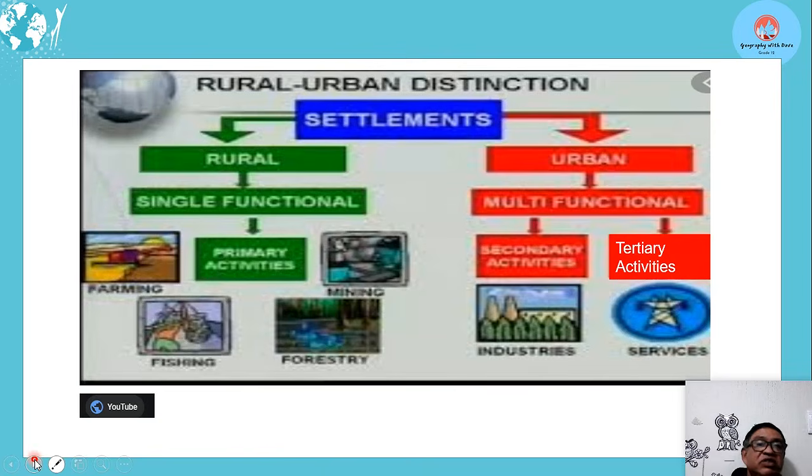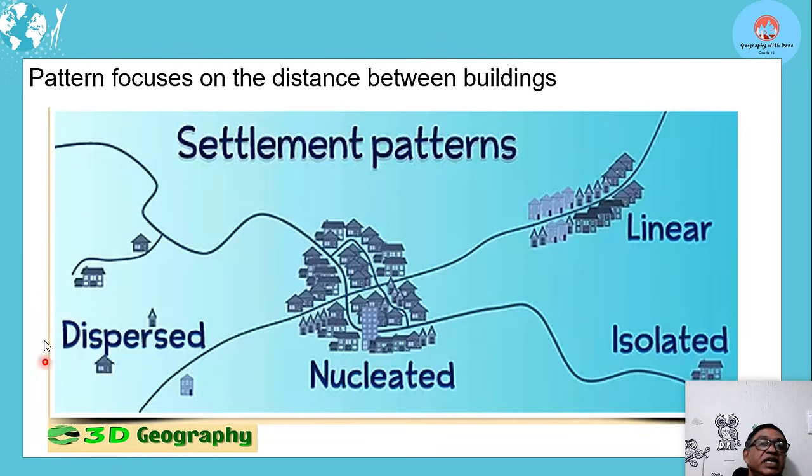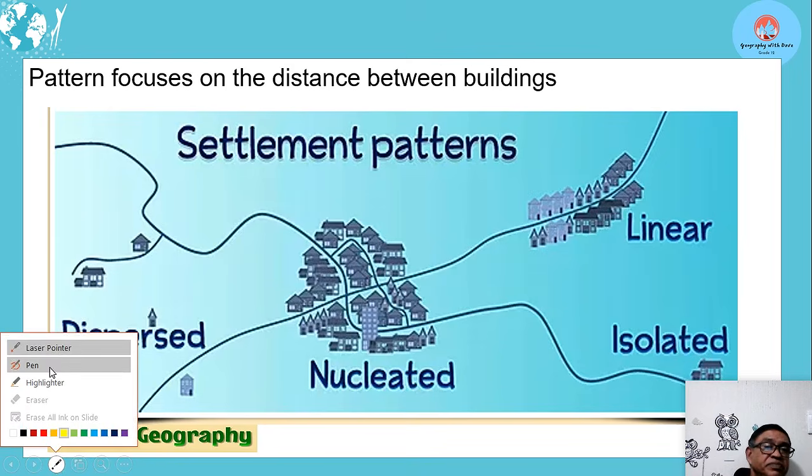So let's look at it in this little sketch. Settlement: rural, single functional, primary activities; urban, multifunctional, secondary and tertiary activities. Now we look at the next thing, which is your pattern.